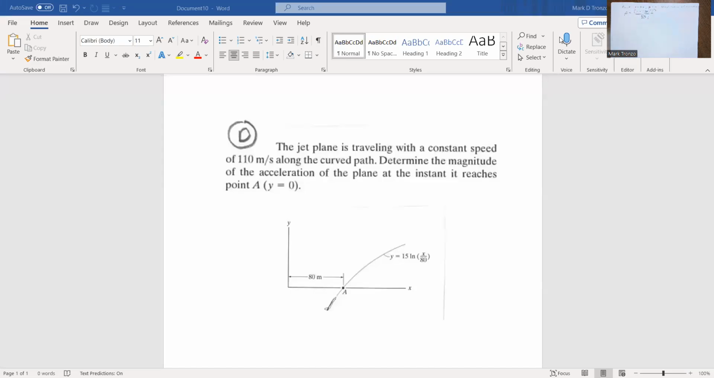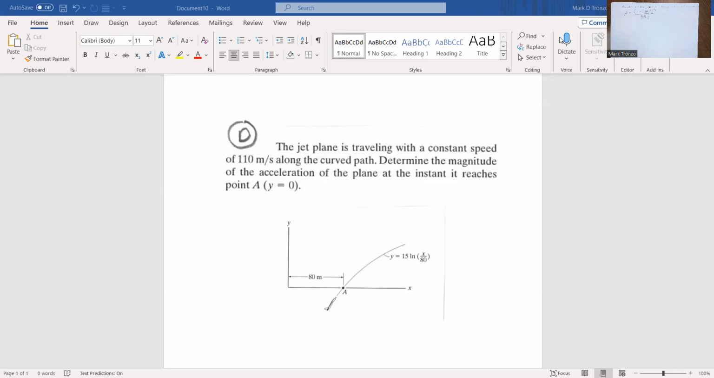We're going to look at this problem. It says the jet plane is traveling with a constant speed of 110 meters per second along the curved path. Determine the magnitude of the acceleration of the plane at the instant it reaches point A. Now, point A is where y is equal to 0.